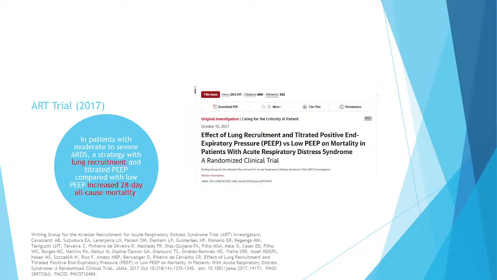The ART trial, alveolar recruitment for ARDS patients. They compared 1010 patients, lung recruitment maneuver arm versus a low PEEP arm. For 28-day mortality, in the lung recruitment maneuver arm, the mortality was 55.3%, and in the low PEEP arm, the mortality was 49.3%, with a hazard ratio of 1.2, which was significant. So this showed that in patients with moderate to severe ARDS, a lung recruitment strategy increased the 28-day all-cause mortality.